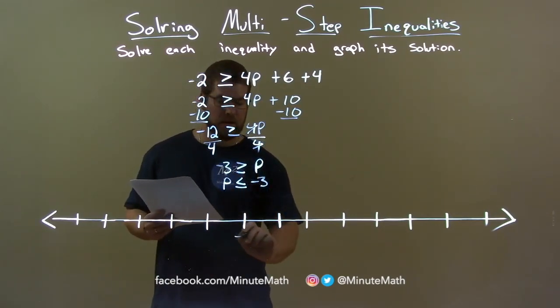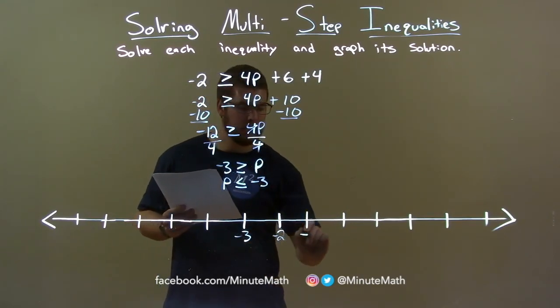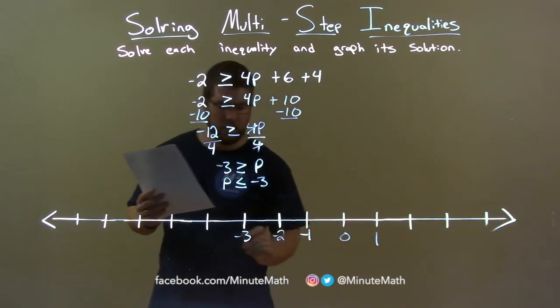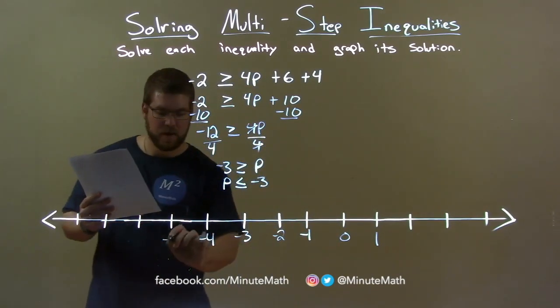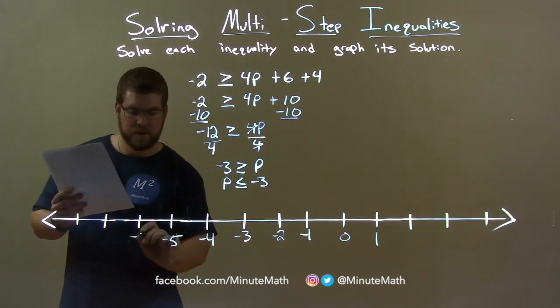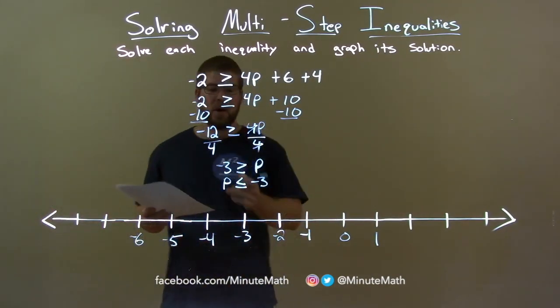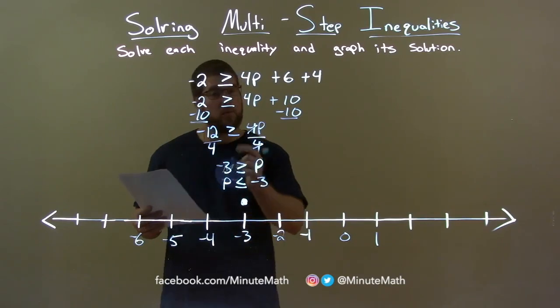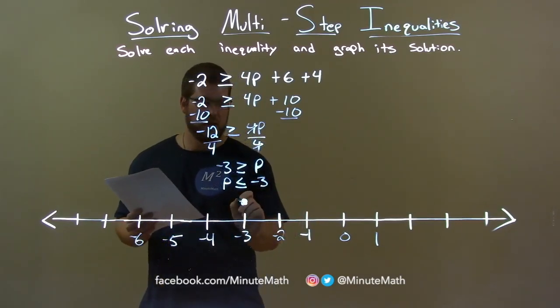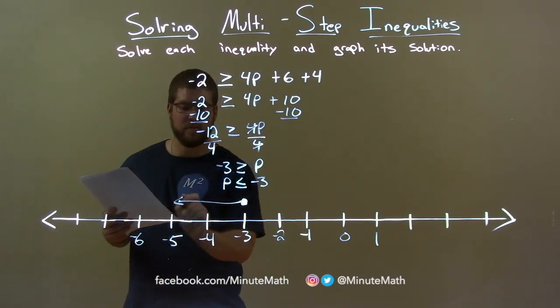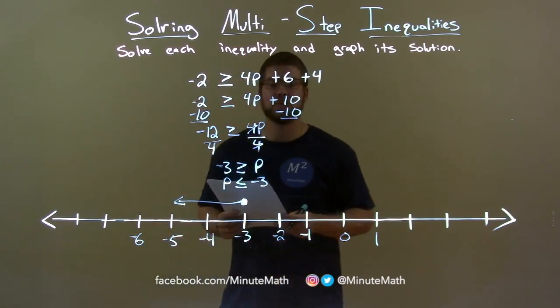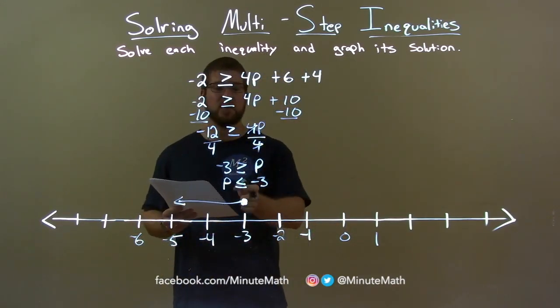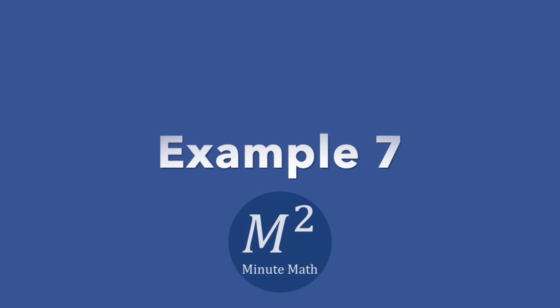Let's graph it. Negative 3 right here, negative 2, negative 1, 0, 1, negative 4, negative 5, and negative 6. Well, if p can equal negative 3, we put a closed circle right there at negative 3. p is less than negative 3, so the arrow goes to the left. And there we have it. Our graph matches our final answer. p is less than or equal to negative 3.